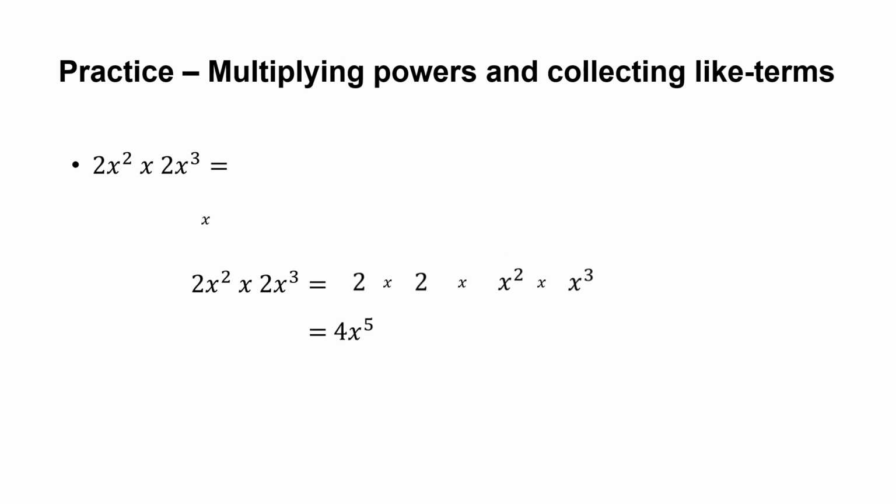So when we multiply all this together, well, 2 times 2 is just 4, and then we have x squared times x cubed. So for this part, we use the rule we've been using so far. So we've got x squared multiplied by x cubed. So these are multiplying powers. So we're just going to add the exponents. So we have x to the power of 2 plus 3. That gives us x to the power of 5. Bringing this all together is 4x to the power of 5.